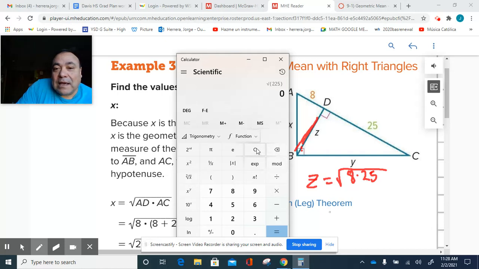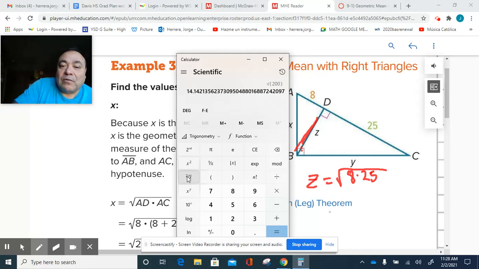So I'm going to go, okay, I got 8 times 25. And I think that gives me about 200. Is that correct? Very good. And now I need to get the square root of that, which is 14.14. You will say 14.1 or 14.14.